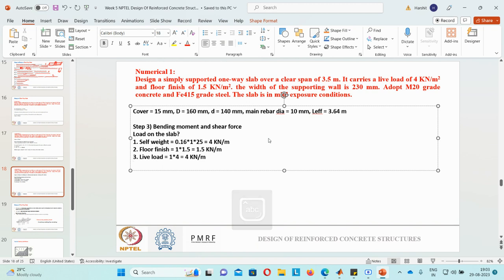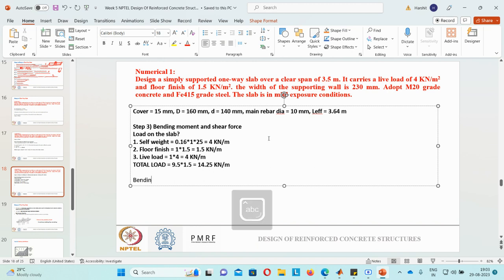So my total load will come out to be 4 plus 4 plus 1.5, that is 9.5. Now this is the working load, so the ultimate load will be 9.5 times the load factor 1.5, so it will come out to be 14.25 kilonewton per meter.